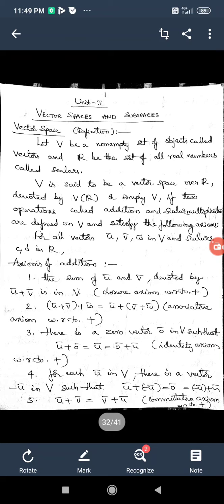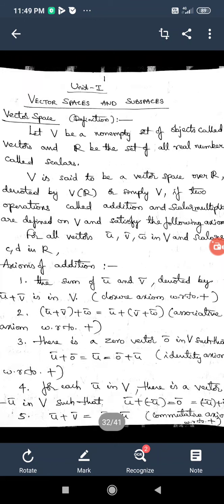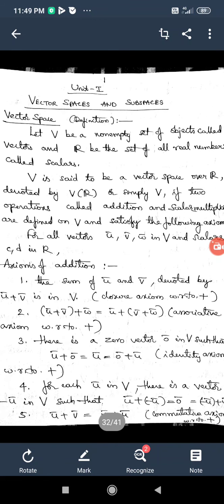Today I want to deal with the first topic of Unit 1 in the paper Linear Algebra for the BSc final year Mathematics. The first topic of Unit 1 is vector spaces and subspaces. Now, what is a vector space? Let us see the definition.